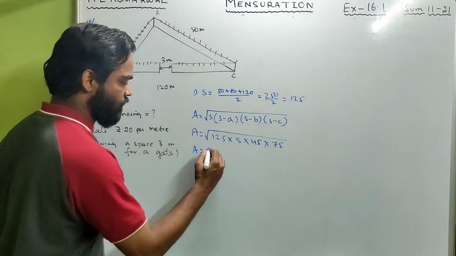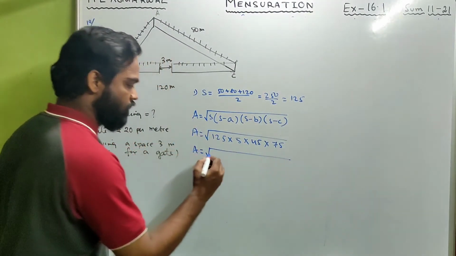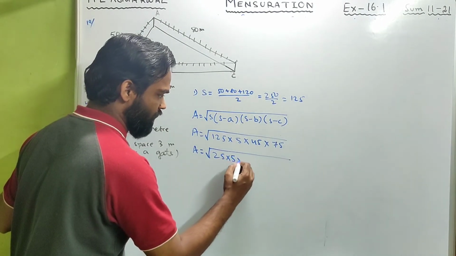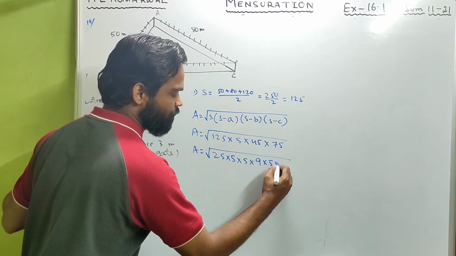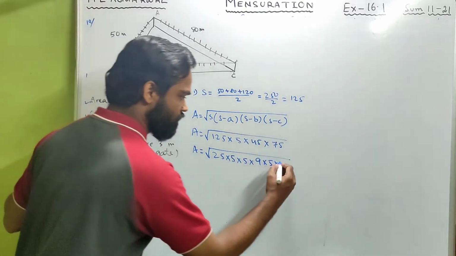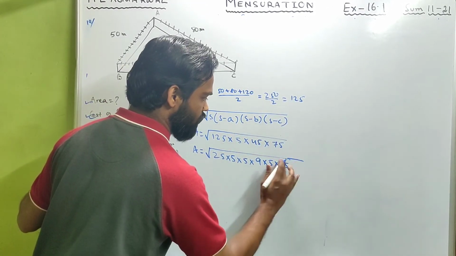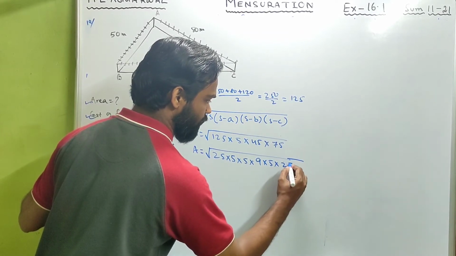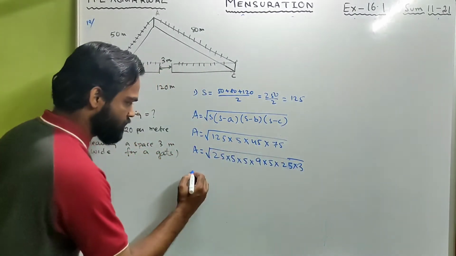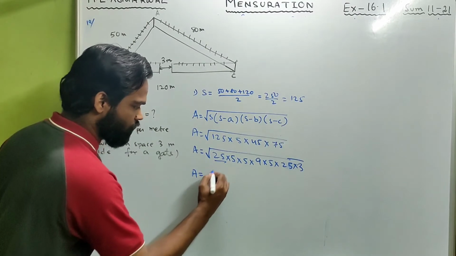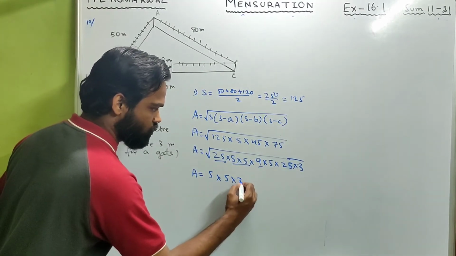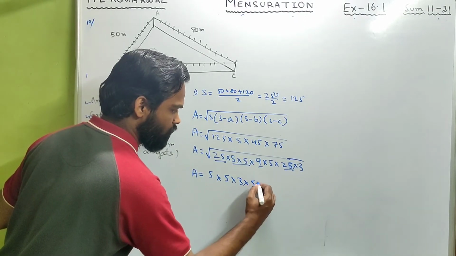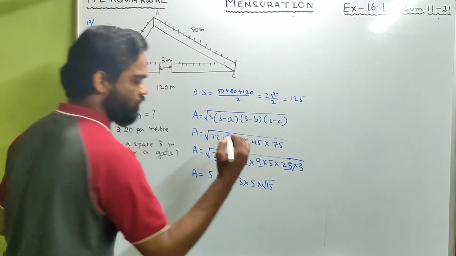So we will find all the factors. 125 is 25 multiplied by 5. 45 is 9 into 5. 75 is 25 into 3, sorry. 25 multiplied by 3. How does it help us? Just see. Square root of 25 is 5, this 5 comes out. Square root of 9 is 3, 3 comes out. And root 15 is still over there.